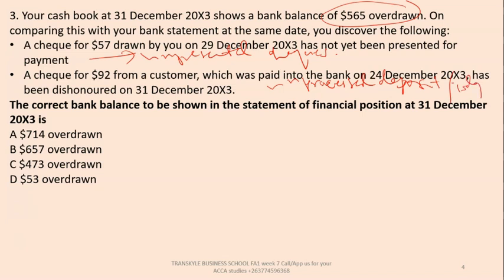In theory, it has been processed, but it has not achieved the crediting which we want. So by the end of the day, we are going to treat it the same way as an outstanding lodgement. How do we treat that? We start with the balance, which is given as 565 credit. 565 is the negative one. Then add and process the payment.